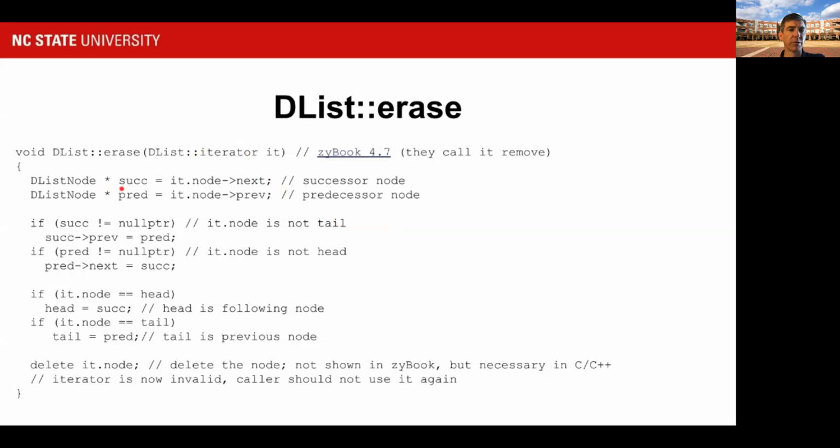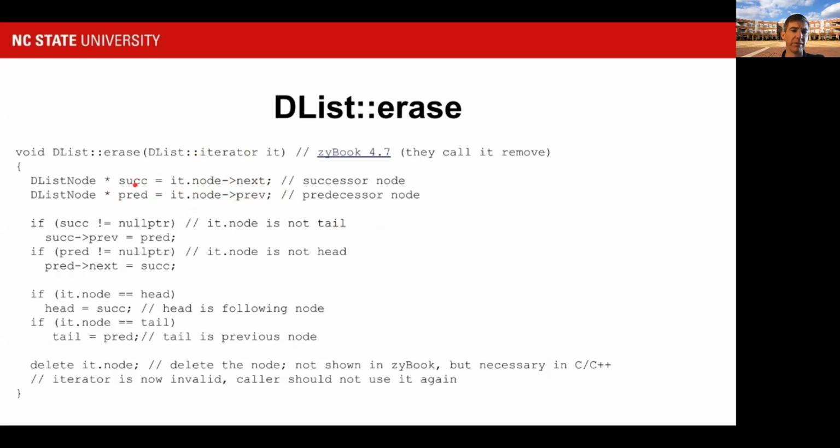So first, we're going to create a pointer called successor that's pointing at the node after the iterator, and we create a pointer called pred that's pointing at the predecessor of the iterator. Right, so we just get node next and node previous, and then we remember these. And now we can just have direct access to that successor and predecessor without writing this longer piece of code every time, and that's a nice convenience.